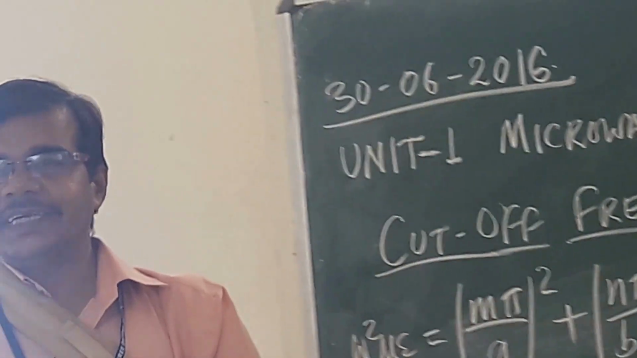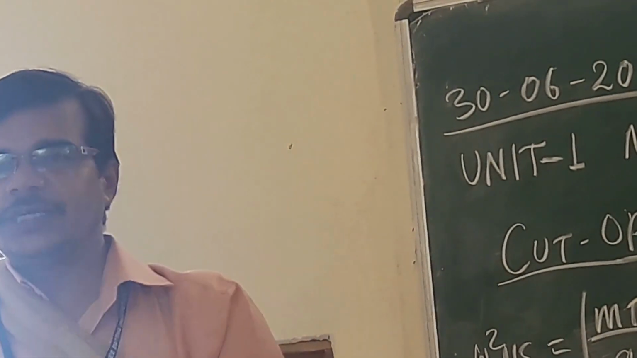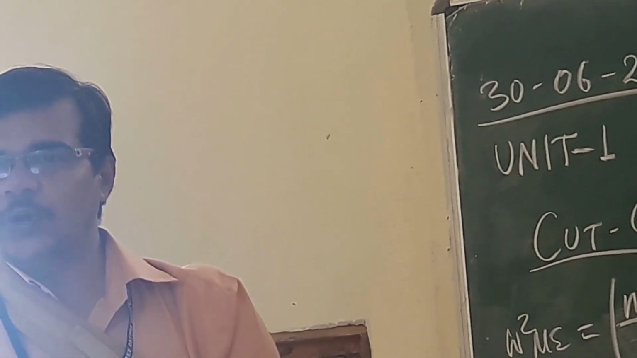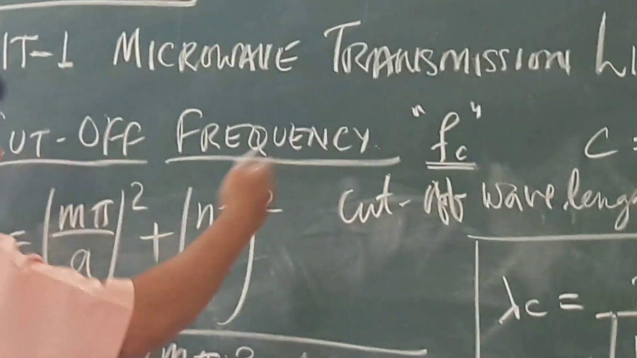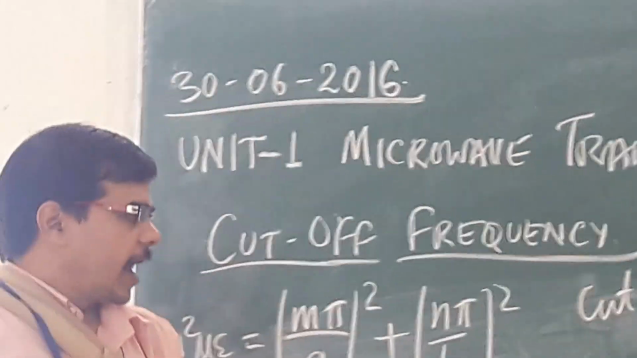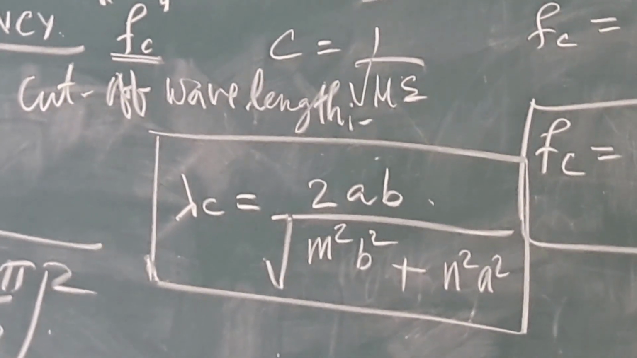It depends upon the physical dimension of the waveguide and the mode of propagation, what is your m and what is your n. Okay. One more term is there. Wavelength is equal to 2ab by square root of m square b square plus n square a square. Okay.